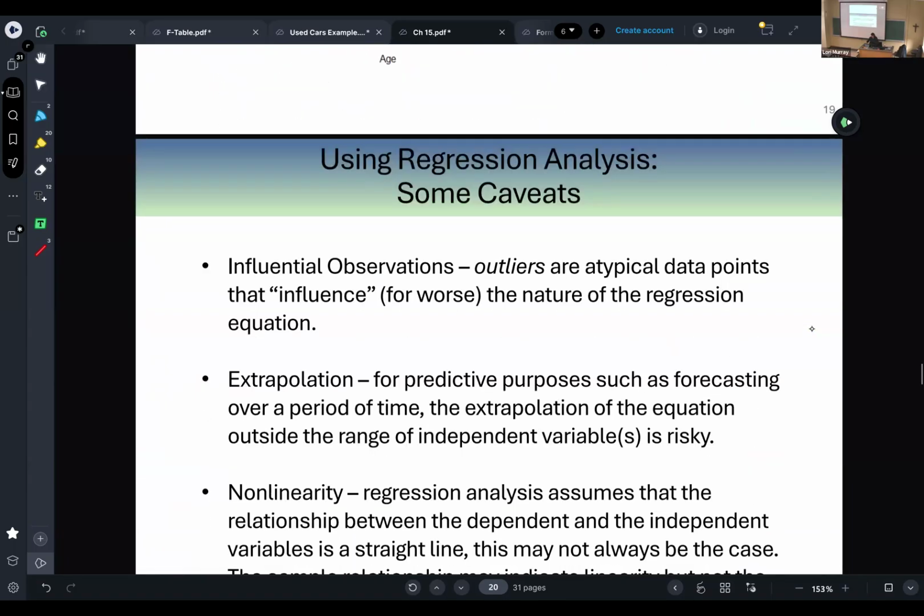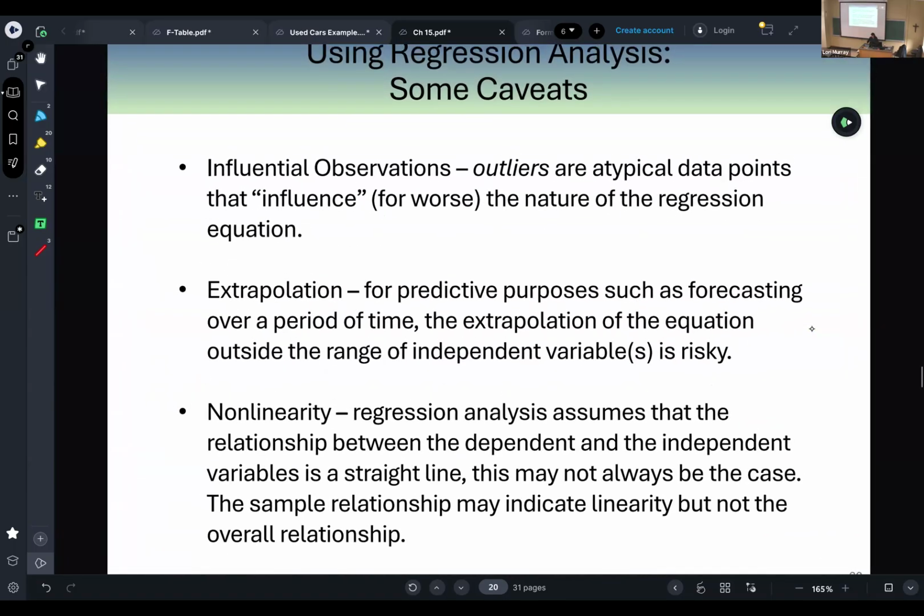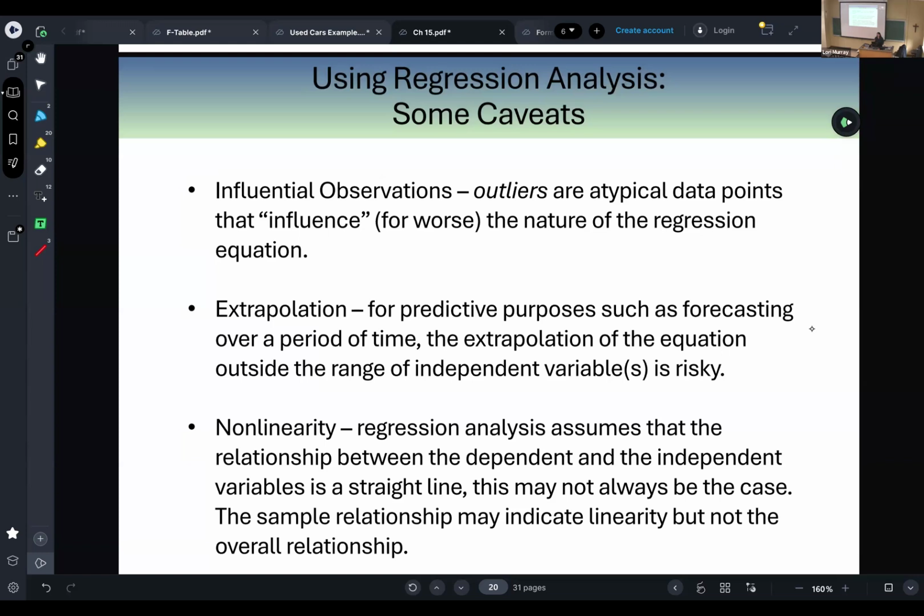We move on to some caveats. Some terminology here: influential observations are outliers, typical data points that influence, for the worse, the nature of the regression equation. There are outliers that don't influence the outcome, but there are some that do. By having them in the model, it could change the plane and where it is quite dramatically.